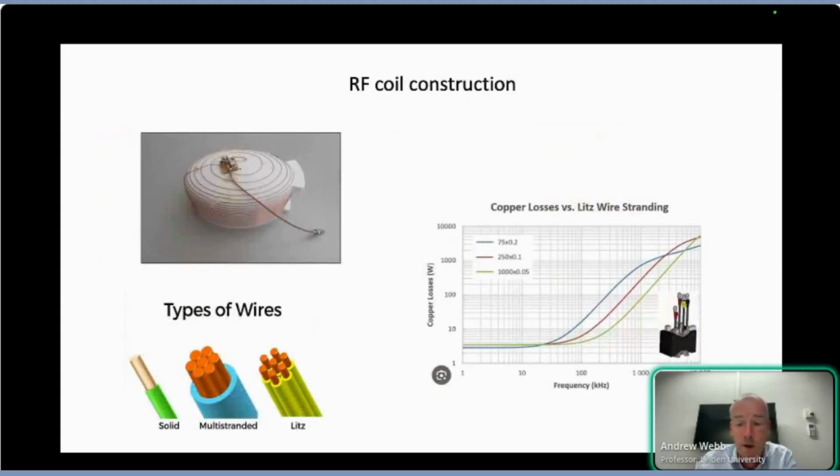RF coils, again, relatively simple 3D print, but you also need quite expensive wire, this so-called litz wire, in order to get the highest sensitivity. If you use this normal sort of solid wire, the resistance of that wire is quite a bit higher, and so you're going to lose signal intensity.